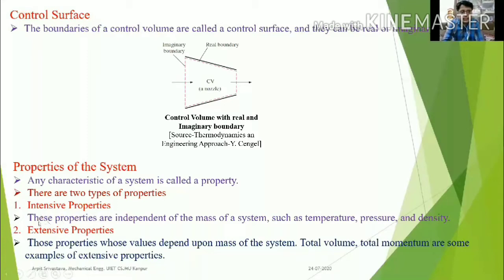Intensive properties are independent of the mass of the system, such as temperature, pressure and density. They do not depend upon mass. Extensive properties are those whose value depends upon the mass of the system. Total volume and total momentum are some examples of extensive properties. So that's all about properties of a system. There are two types of property, intensive and extensive.